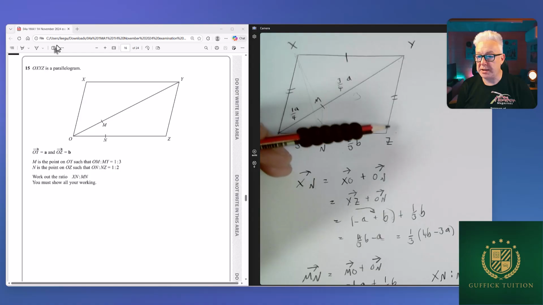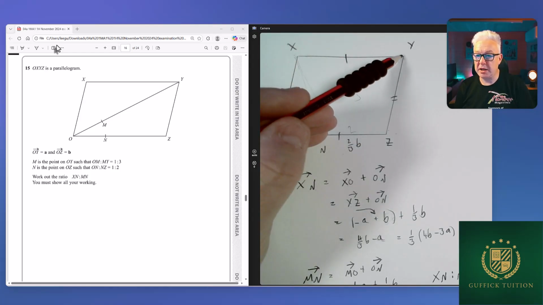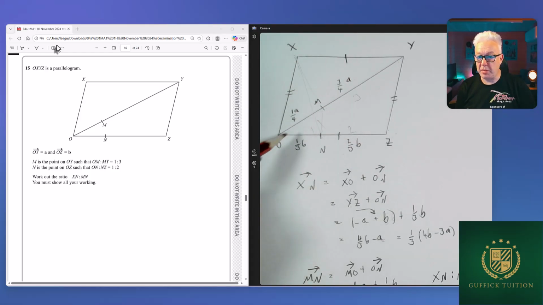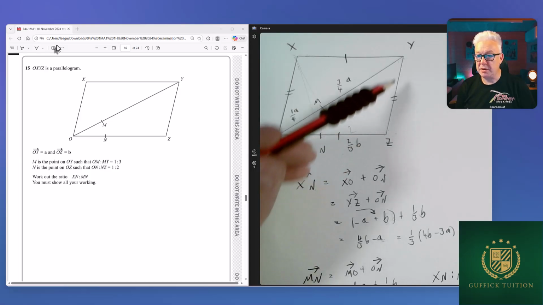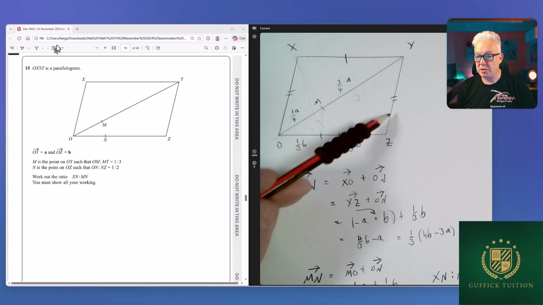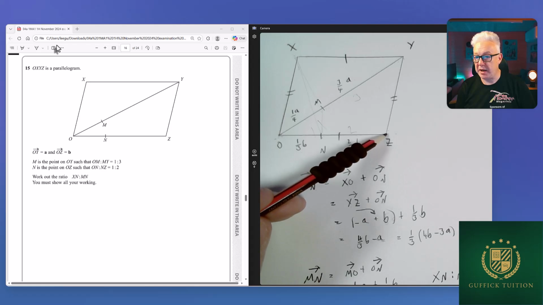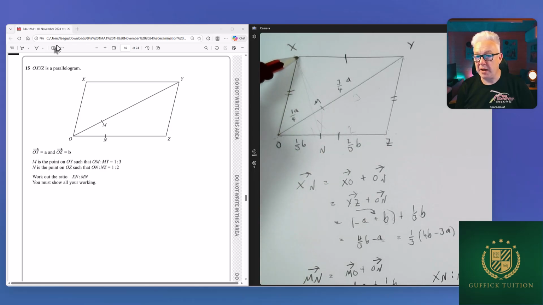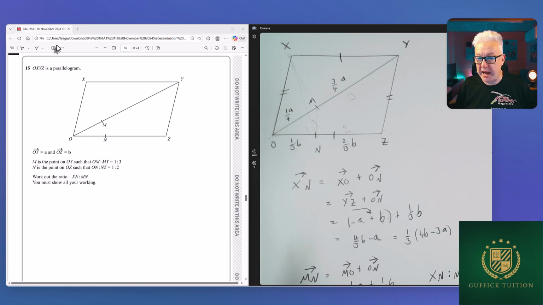So what is Y to Z? So Y to Z is going to be Y to O, which is minus A, add O to Z, which is B. So in other words, to go from here to here is going to be minus A add B, which means that to go from here to here is minus A add B. Then we just need to add on 1/3 of B to get to N. So that's how we're going to get from X to N.